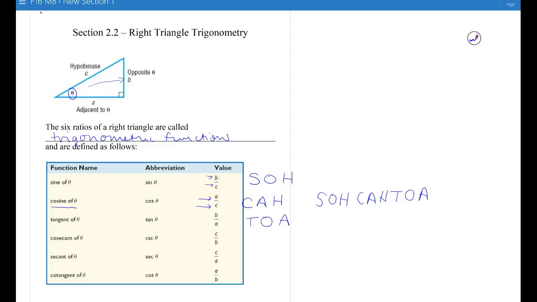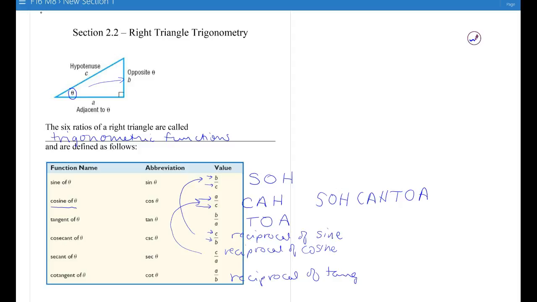Then we have the cosecant, which is defined as c over b. Notice that's the reciprocal of sine. Who made this up? The co's don't go together here. And secant is the reciprocal of cosine. That's how I remember these, of whose reciprocal is whose. The co's don't go together. But for tangent and cotangent, they do. So the cotangent is the reciprocal of tangent.